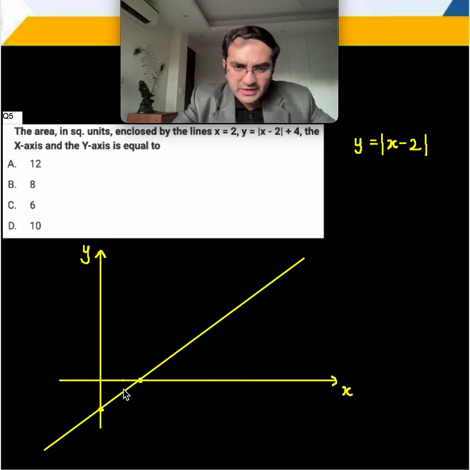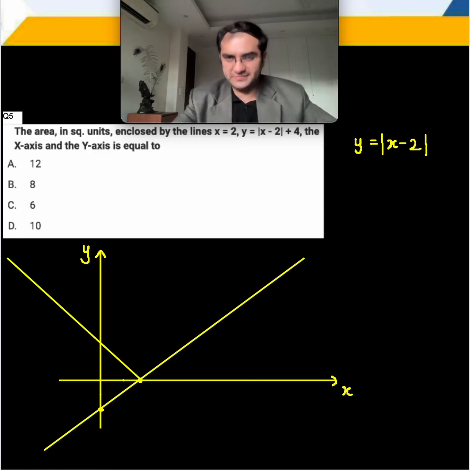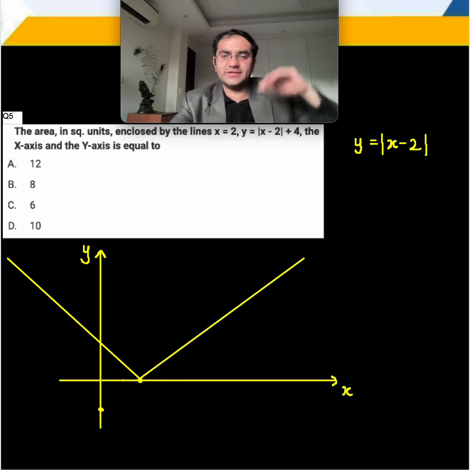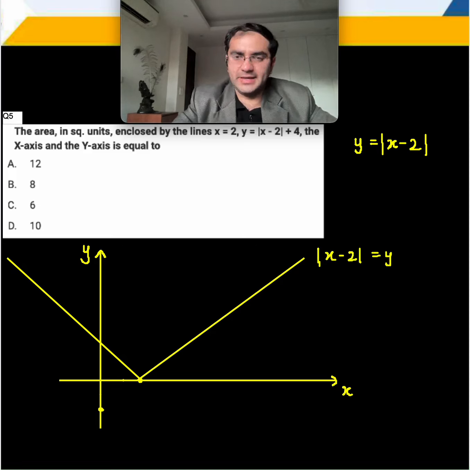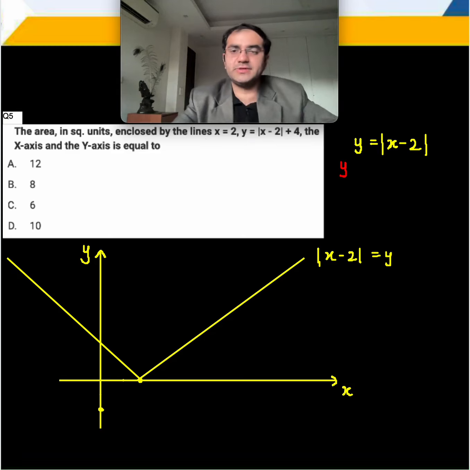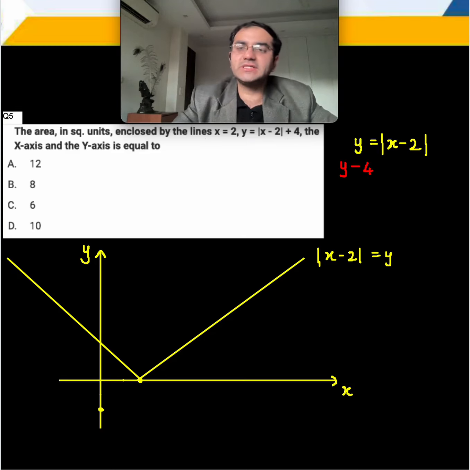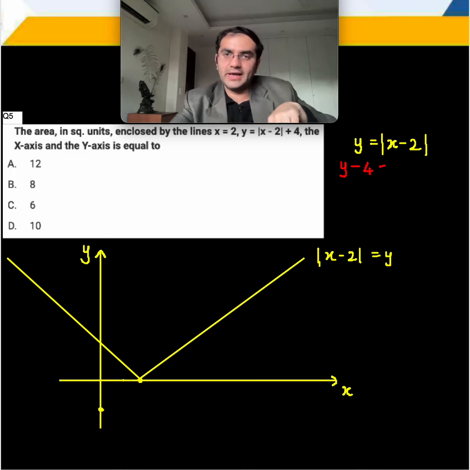So you see these values over here which are negative. When I put a mod, what will happen is that they will all become positive. So what you do is that you take all the negative values and you flip them and make them positive. So this is now the graph of mod of x minus 2 equal to y. ठीक है? And look carefully over here. I need a plus 4 over here. I need another transformation for it. So what I will do is that I will now write, instead of y, I'll write y minus 4 is equal to mod x minus 2.